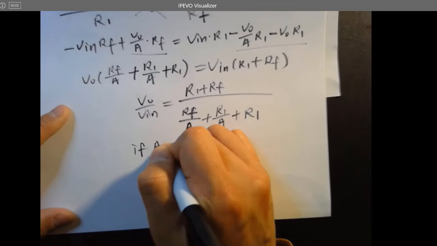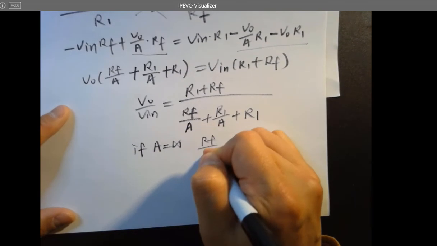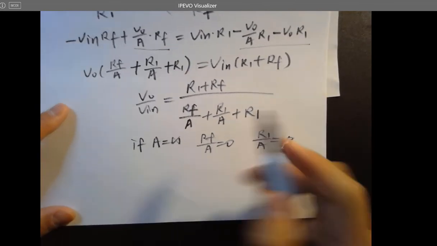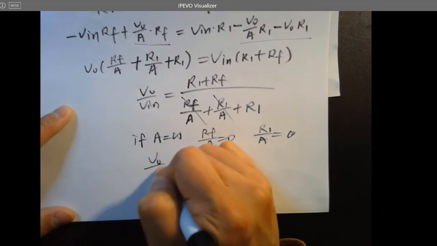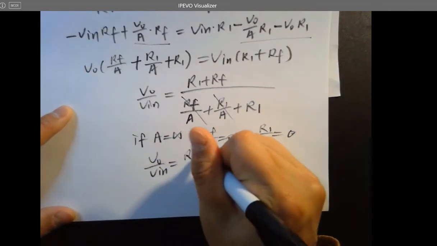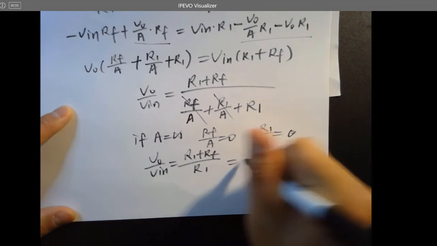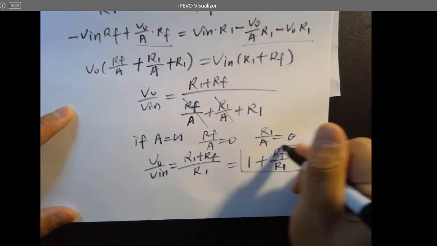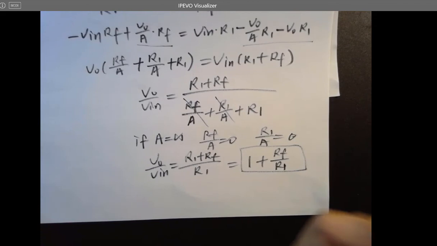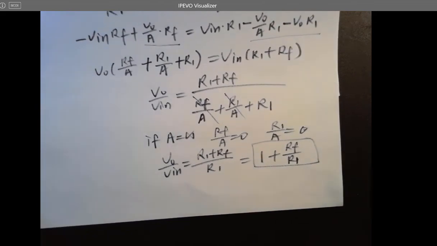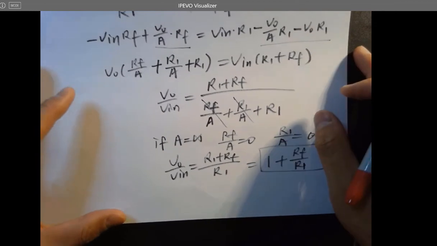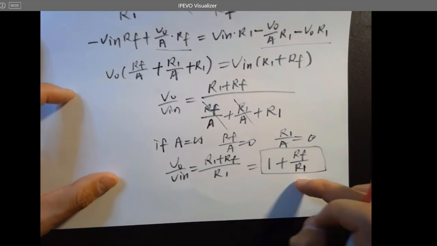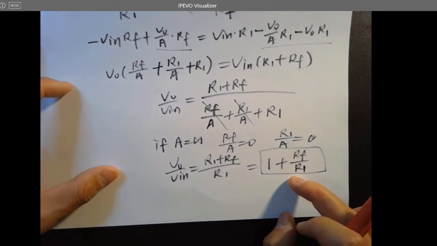Then, if A is infinity, RF over A will be 0. R1 over A will be 0 as well. All right. Then what's going to happen is these two terms will be canceled. So VO over V in will be R1 plus RF over R1, which is the same as what we derived in the last lecture, which is a closed loop gain of the non-inverting amplifier using an ideal op-amp in the circuit. So that's why no matter it's a non-inverting topology or inverting topology, you do want to use the best quality of the op-amp, so you are getting the more accurate result for the closed loop gain.